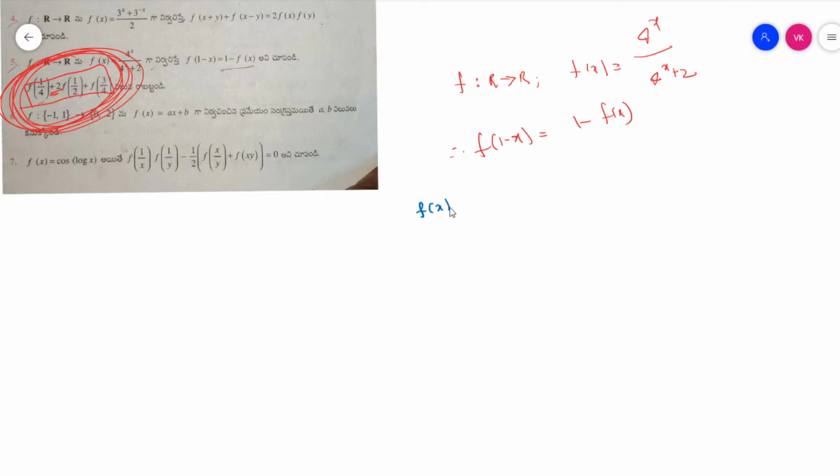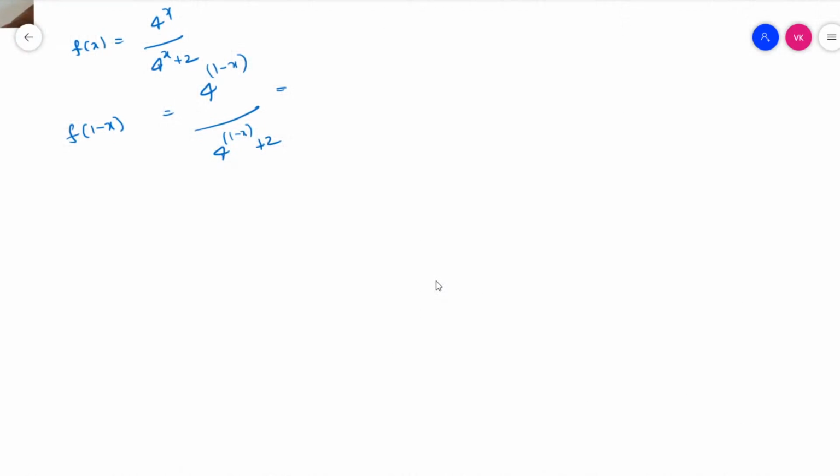So f of x is equal to 4 power of x by 4 power of x plus 2. Then f of 1 minus x is equal to 4 power of 1 minus x by 4 power of 1 minus x plus 2. Okay, let's simplify that. Let's do the first simplification here. We can write as 4 into 4 power of minus x whole by 4 into 4 power of minus x plus 2.